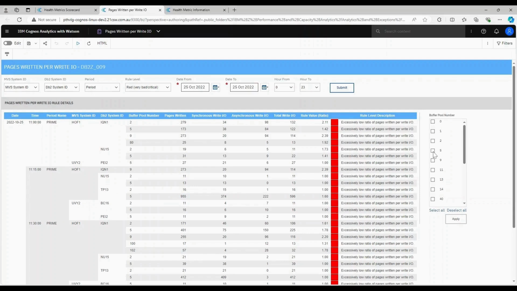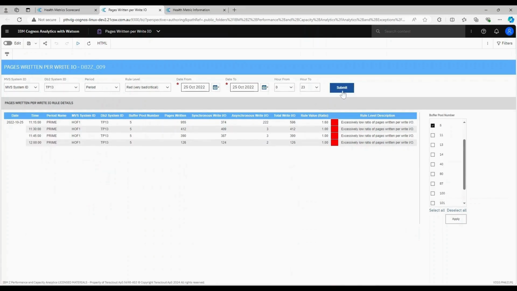By using the sidebar and the DB2 system ID dropdown, we can filter the results to only display buffer pool 5 and DB2 system ID TP13 results for a more focused analysis. We can see there are several red occurrences, but how persistent are they in the context of the entire result set? Let's use the rule level dropdown to see all data for this buffer. As all intervals are worse than green, it becomes apparent that this poor ratio is something of a trend. But during its most active interval, the issue was not quite as severe. Still, this depicts an area of concern, and this buffer pool is a strong candidate for tuning to increase performance.